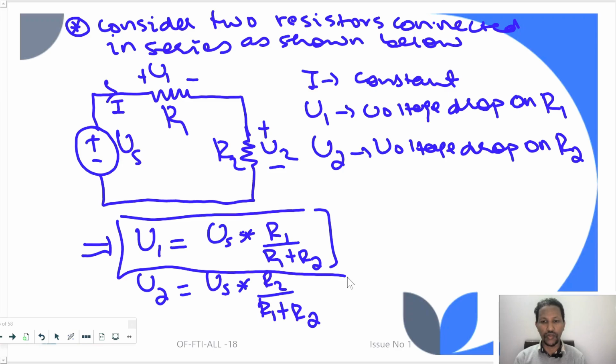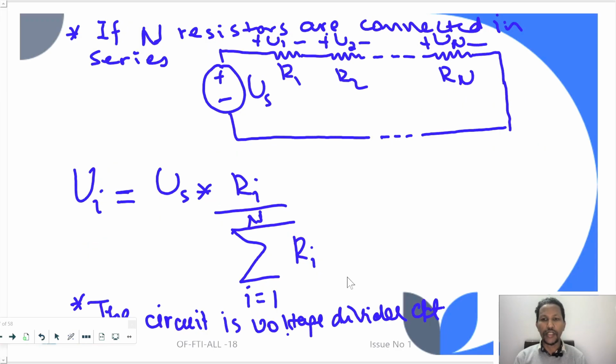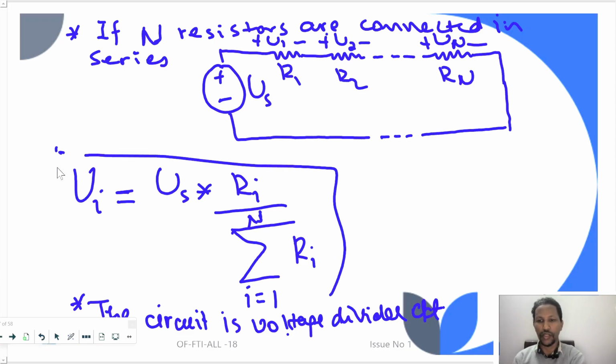Okay, so the source voltage will be divided among R1 and R2. If any resistors are connected in series, the voltage drop at any resistor will be given by this expression. The circuit is a voltage divider circuit, and the rule is the voltage divider principle.